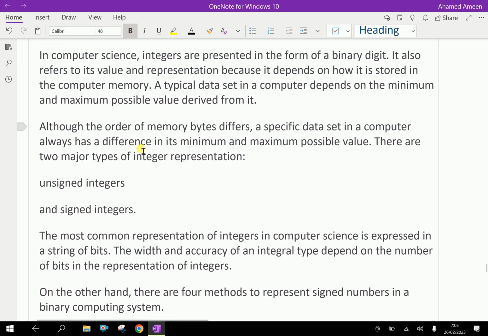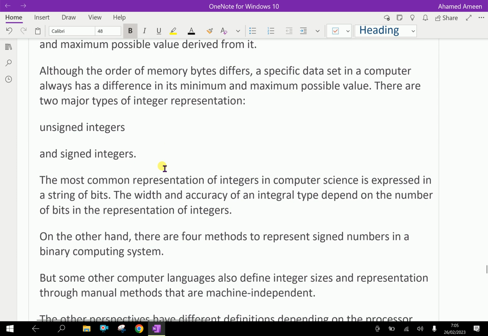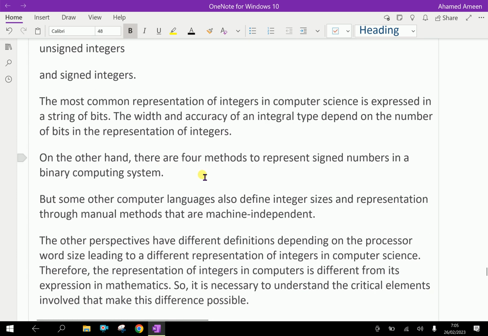Although the order of memory bytes differs, a specific data set in a computer always has a difference in its minimum and maximum possible value. There are two major types of integer representation: unsigned integers and signed integers. The most common representation of integers in computer science is expressed as a string of bits. The width and accuracy of an integral type depend on the number of bits in the representation of integers.